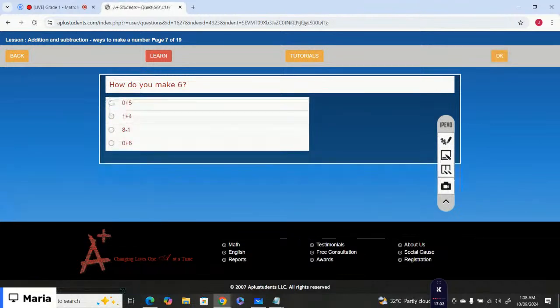How do you make 6? Which is the correct option? The correct option is, yes, the last option is the correct option. 0 plus 6 is 6.